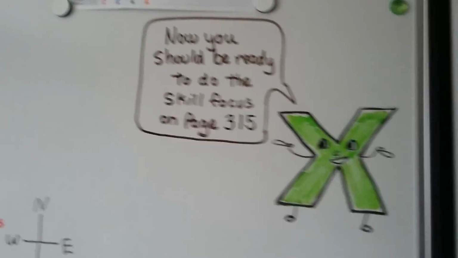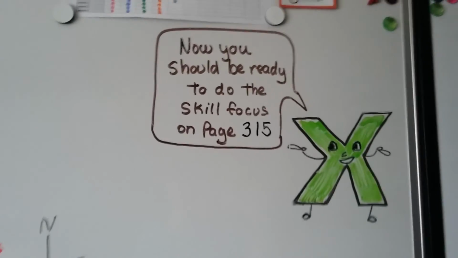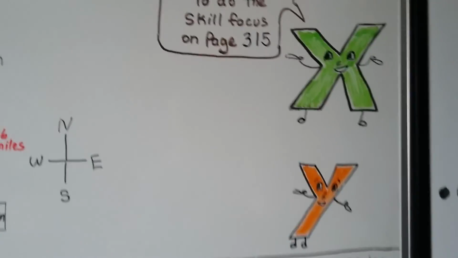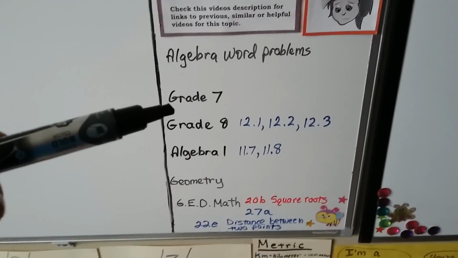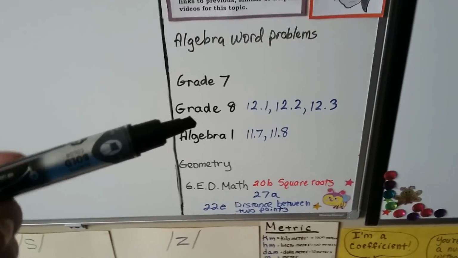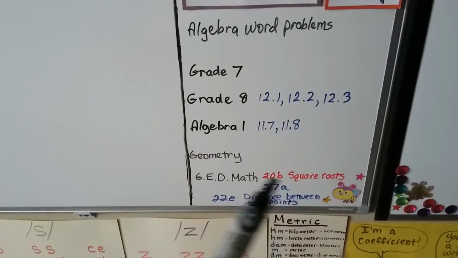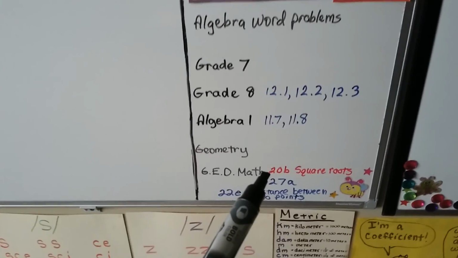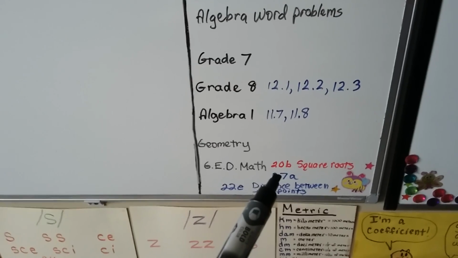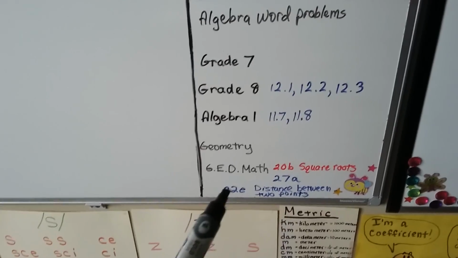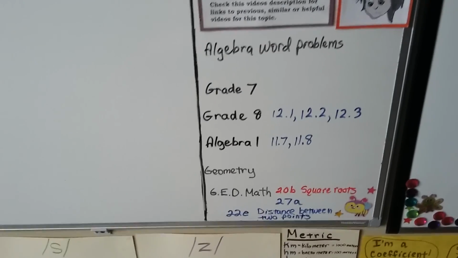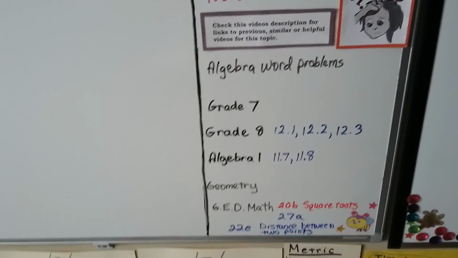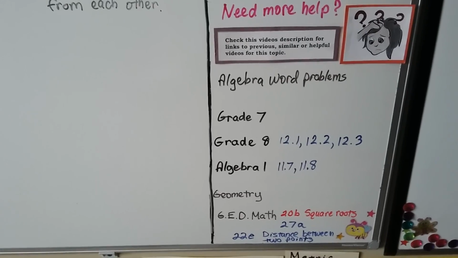Okay, so you should now be ready to do the skill focus on page 315. If any of this confused you, go back and watch these side videos. These grade 8 math videos and these Algebra I videos are really helpful. And you can review the square roots video 20b, or the previous one we just did on Pythagorean theorem. And you can review 22e, where we talked about using the distance formula to find the distance between 2 points, okay? Using x and y ordered pairs.